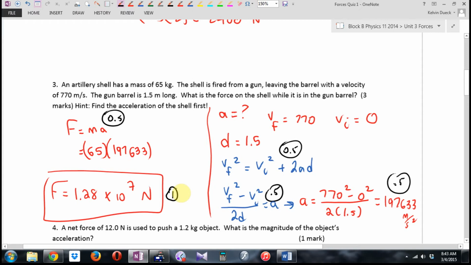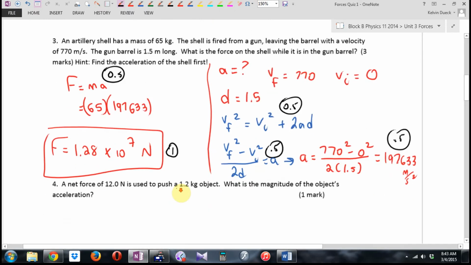Is that a big force? Yeah. And it'll take that big a force to bring it to a stop. That's why artillery shells do so much damage, because forces come in pairs. When that hits its target, it's going to apply a similar force to its target. The target is going to get demolished.